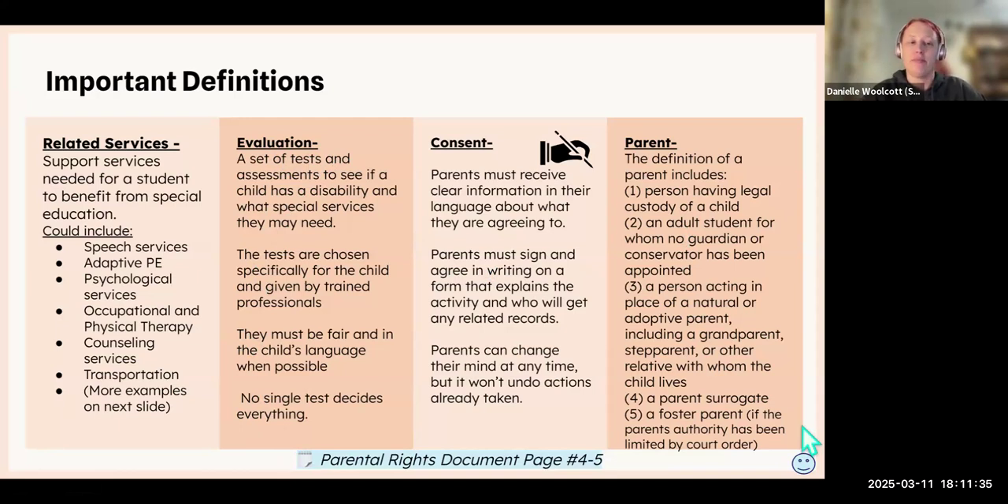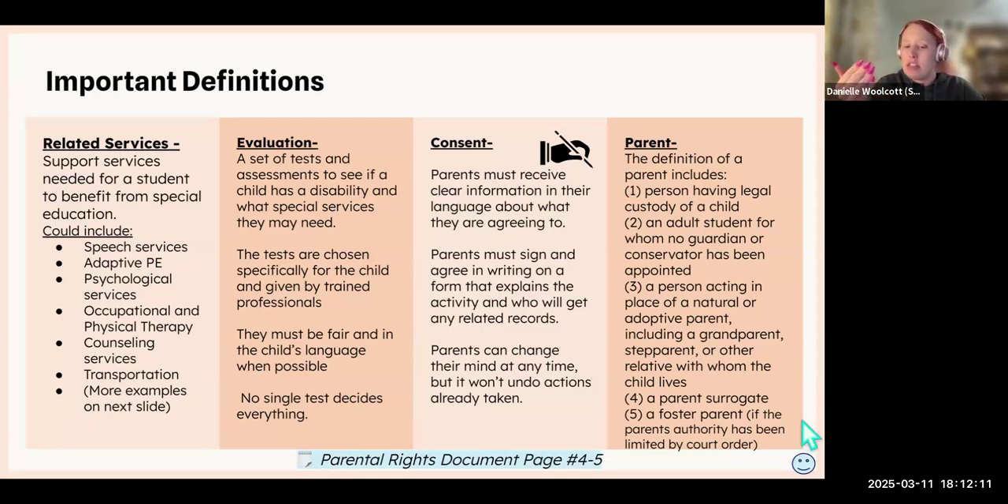Another important definition is consent. Parents must receive clear information in their language about what they're agreeing to. Parents must sign and agree in writing on a form that explains the activity and who will get any related records. So that would usually be on the IEP form where you sign consent for the services and where those records would be. Also, parents can change their mind at any time, but it won't undo actions already taken. We'll talk a little bit more about that further on as well.